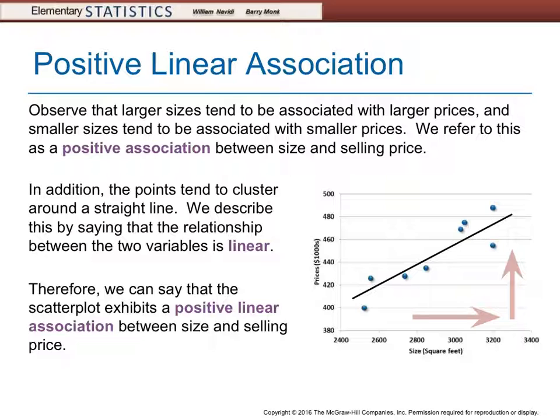So now we want to interpret something about the scatter plot. In this case, we observe that the larger sizes tend to be associated with larger prices. So as the size increases, the price increases. We refer to this as a positive association between the size and the selling price. In addition, the points tend to cluster around a straight line. We describe this by saying the relationship between the two variables appears to be linear. And therefore, we can say that the scatter plot exhibits a positive linear association between the size and the selling price.